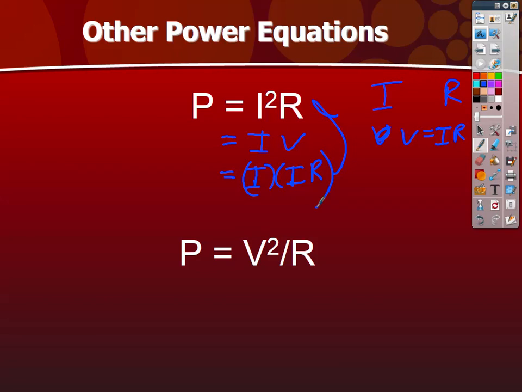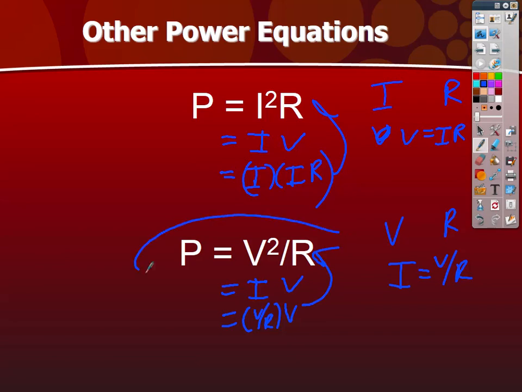Similarly, if I have a problem where I'm given only V and R and it says solve for power, current would equal V over R, so this would be IV, V over R times V, which equals V squared over R.